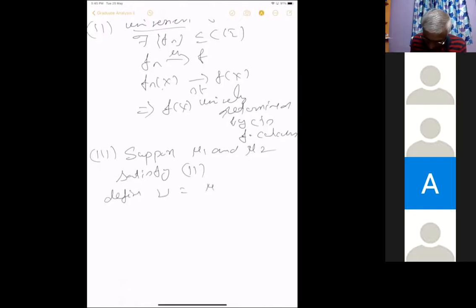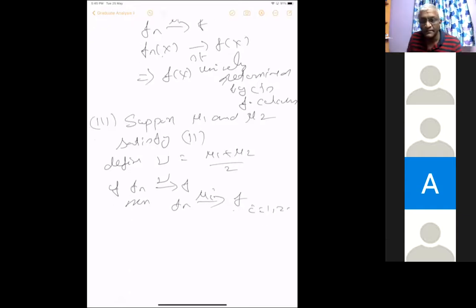So define a new measure mu equal to mu1 plus mu2 by 2, which is again a probability measure. Suppose fn converges to f in mu, then fn converges to f in mu i for i equal to 1 and 2. That's clear. Convergence in measure means the set where the absolute value of fn minus f is greater than or equal to epsilon should have measure going to 0 for each epsilon as n goes to infinity. But this is equal to the sum of those two measures, and if this goes to 0, then since they are positive, each is less than that and should go to 0. It's otherwise also true, but we will use only this way.